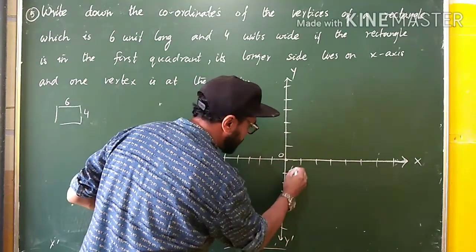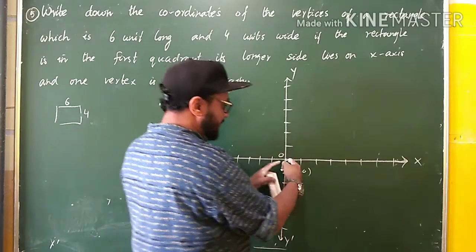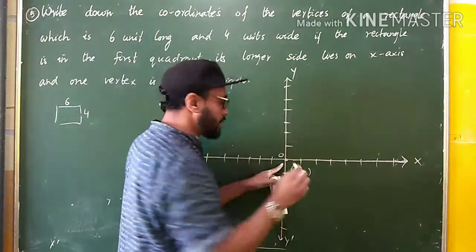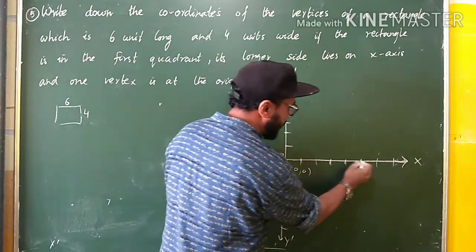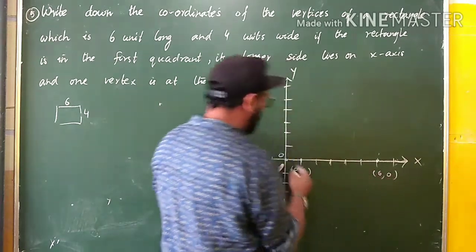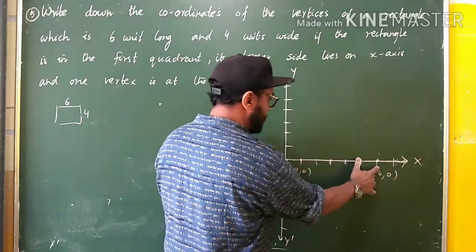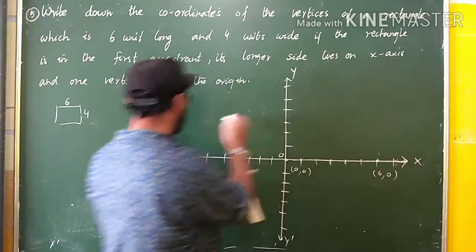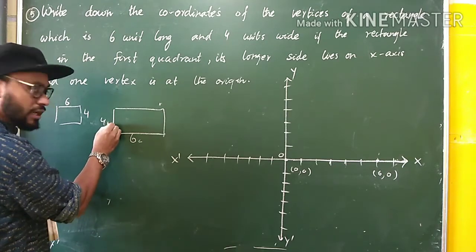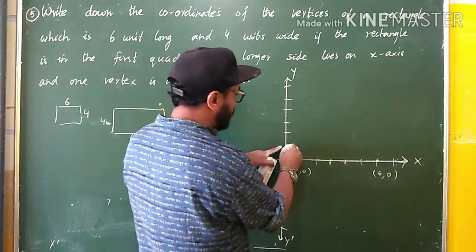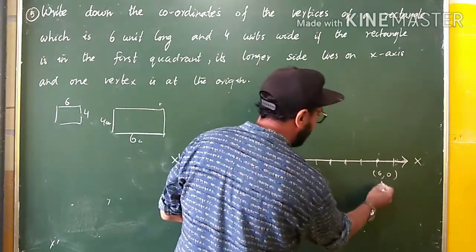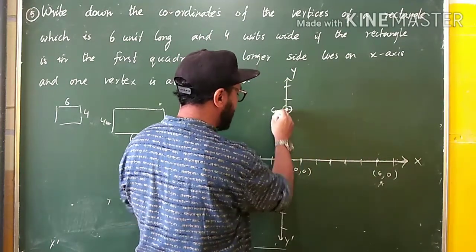So this is, let's take it as 0, 0. Now, the longer side lies here. So that means let's count, it is 6 unit. So length is 6. So just count 1, 2, 3, 4, 5, 6. So the vertex lies here. So this is your 6, 0. Now, if this is 6, so that means this length has to be 4. Yes or no? If this is a rectangle, if this length is 6, so this has to be a 4 unit. Yes or no? So let's count 1, 2, 3, 4. So this is another vertex. So let's take it as A, B, C and O.